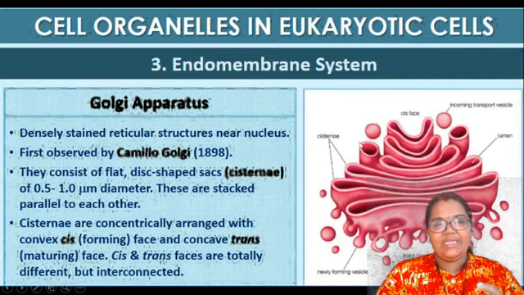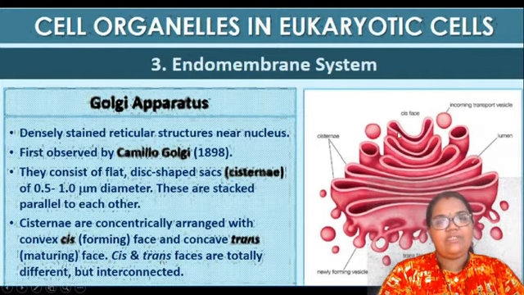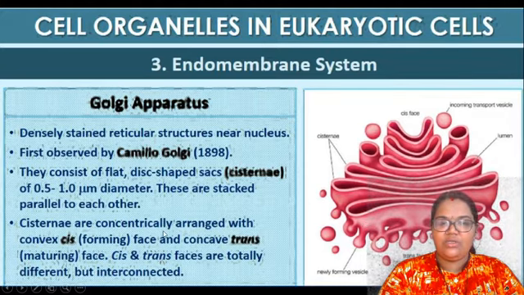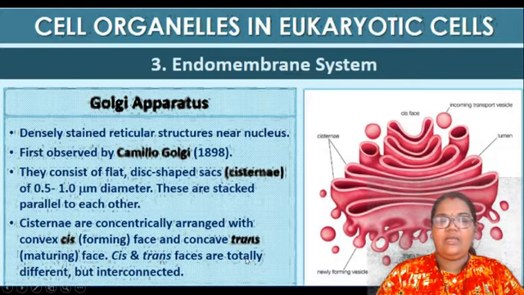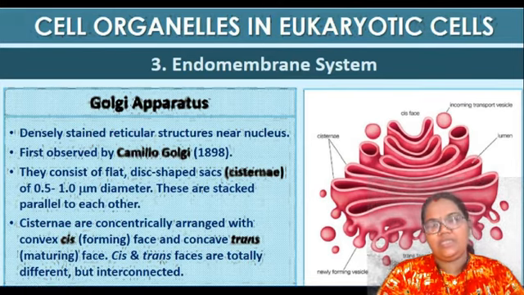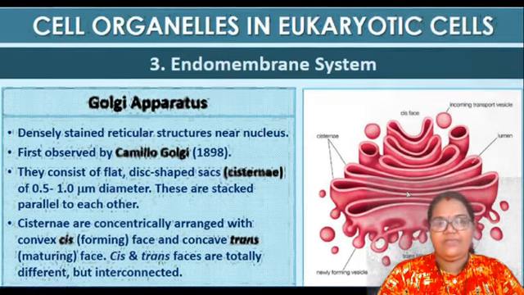So if you are taking the structure totally, you can see that there will be a cis phase for this, and you can see that there will be a concave trans phase also, right? Cisternae are concentrically arranged with the cis, which is the convex, forming phase, and there will be the concave trans phase, which is the maturation or maturing phase, right? So the cis and trans phase are totally different, but they are interconnected. You can see that they are connected, but they are totally different.